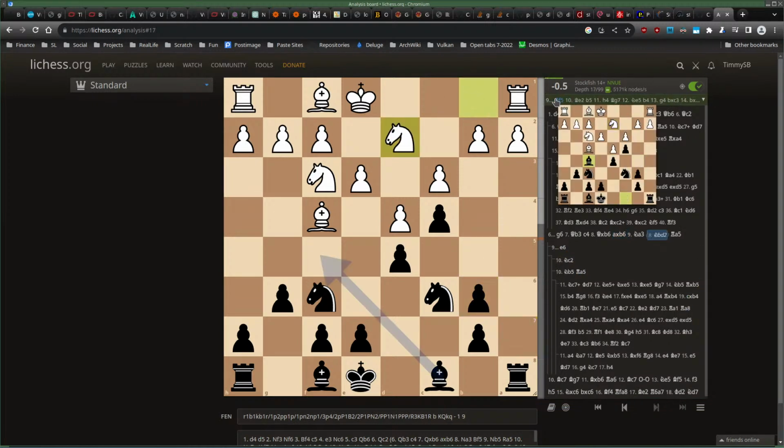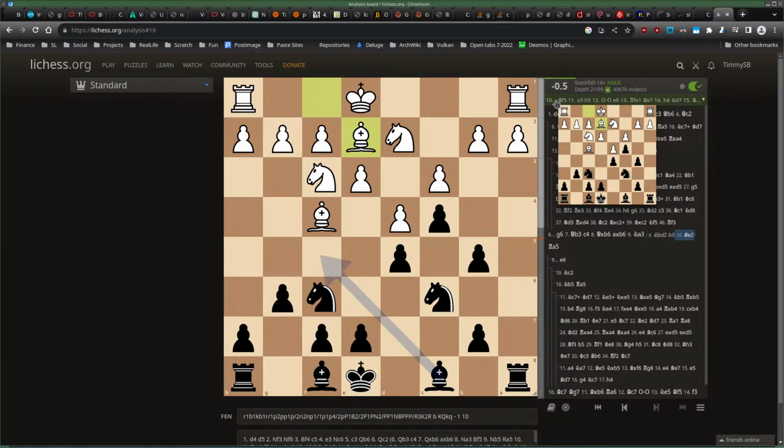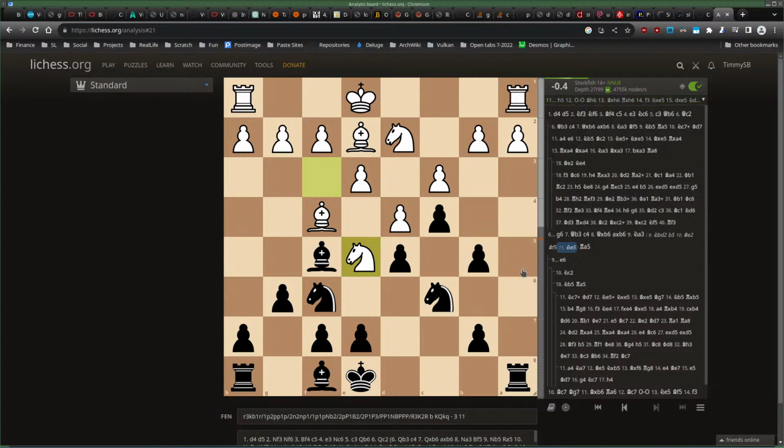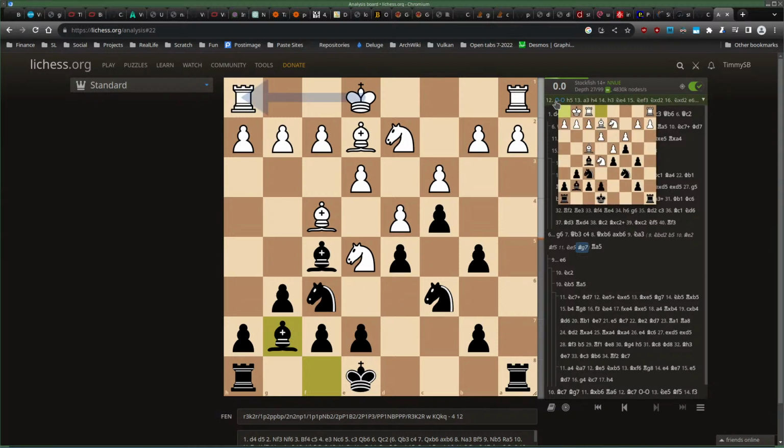Okay, so the knight goes there. That's a mysterious move. Why is this necessary? Let's try something else. Yeah, bang, draw. All advantage gone. This is so mysterious, really.